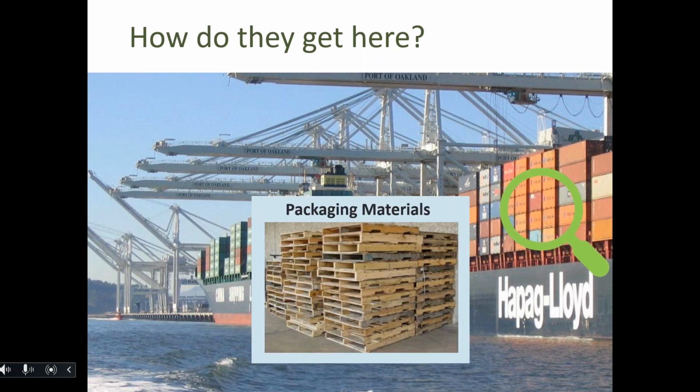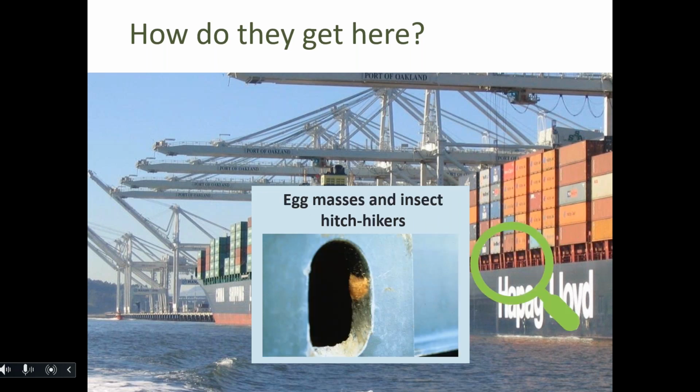Invasive species can exist in the material that the imports are being packaged on, for example here with wood shipping crates, which is how we believe emerald ash borer was first introduced into North America. Invasive species can also exist on the outside of the boat itself, such as gypsy moth, for example.